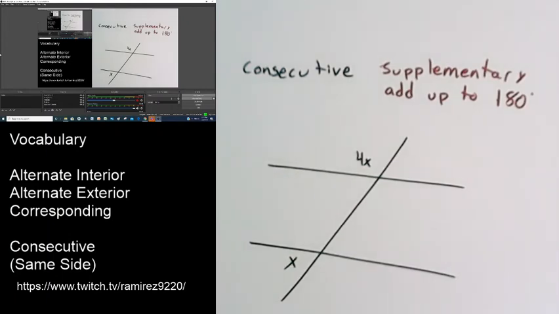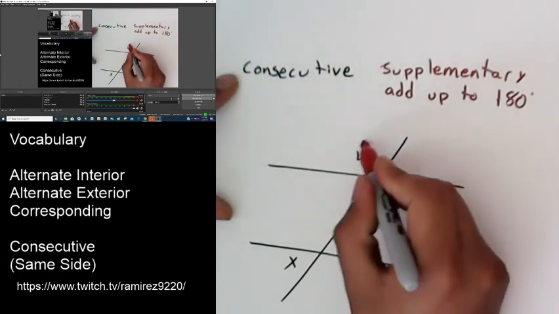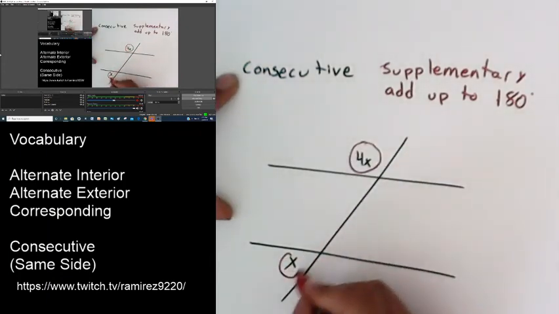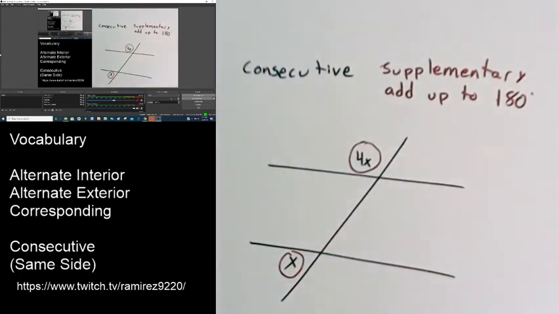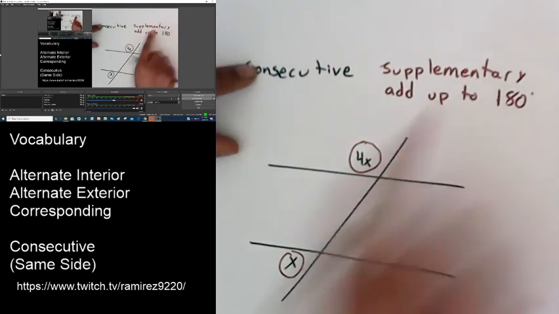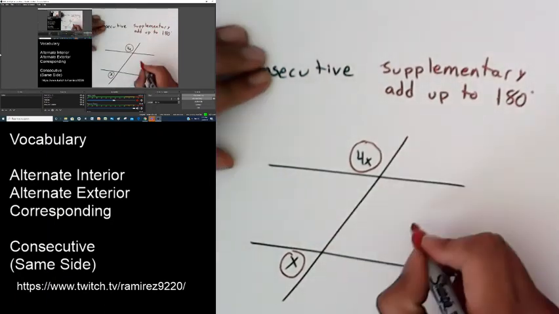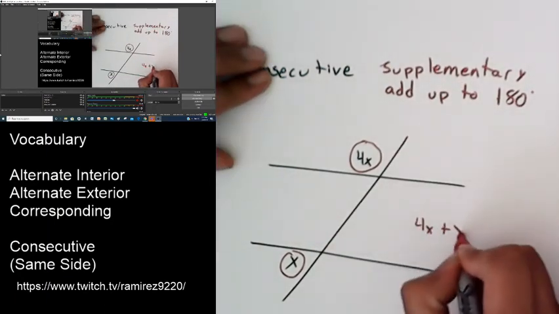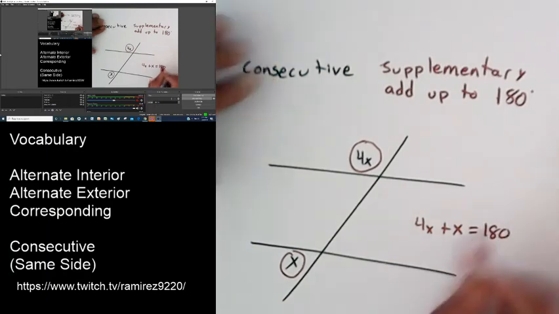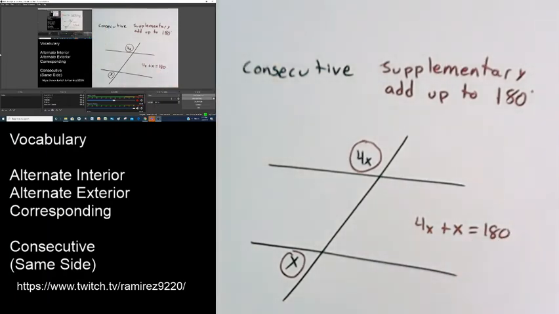Well, first you have to look at them. We see these right here. They're both on the outside. They're both on the same side. Oh, these are consecutive angles. And since they're consecutive, I know that they're supplementary, and therefore 4x plus x must be equal to 180. And that's how you'll be able to solve for x.